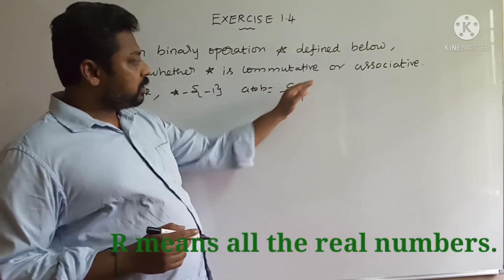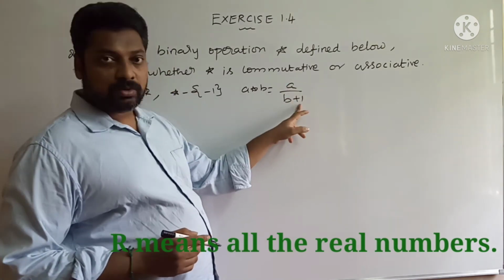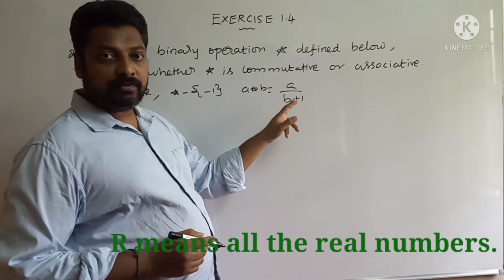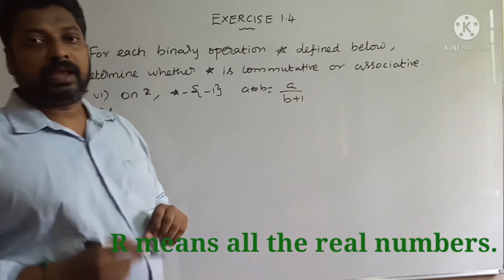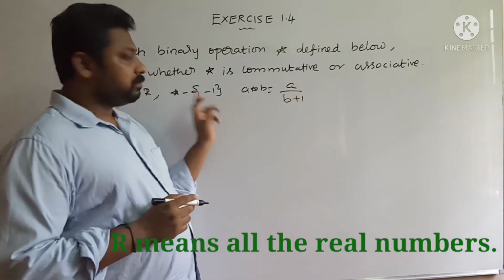So let's check for the last Roman, the sixth one, on R, that is real numbers. a star b is a by b plus 1. So b cannot be minus 1, because then it will be divided by 0, so it is an indeterminate form. So it is given except the minus 1.